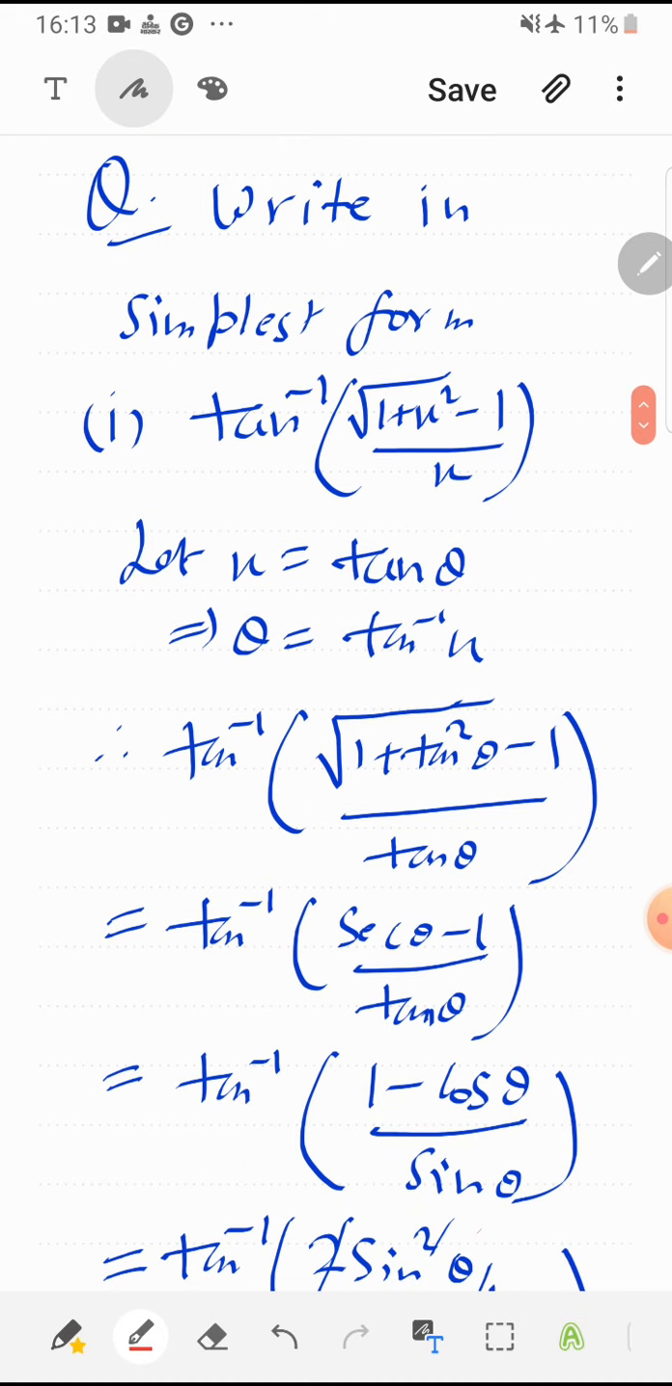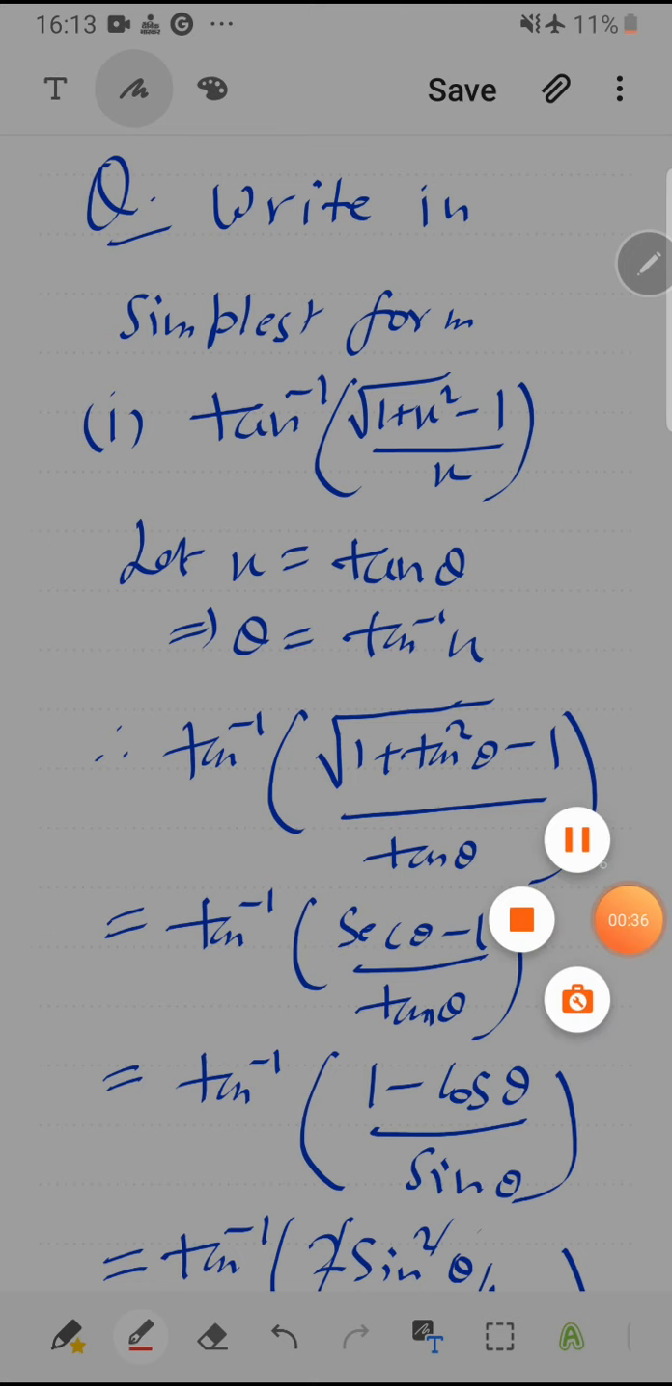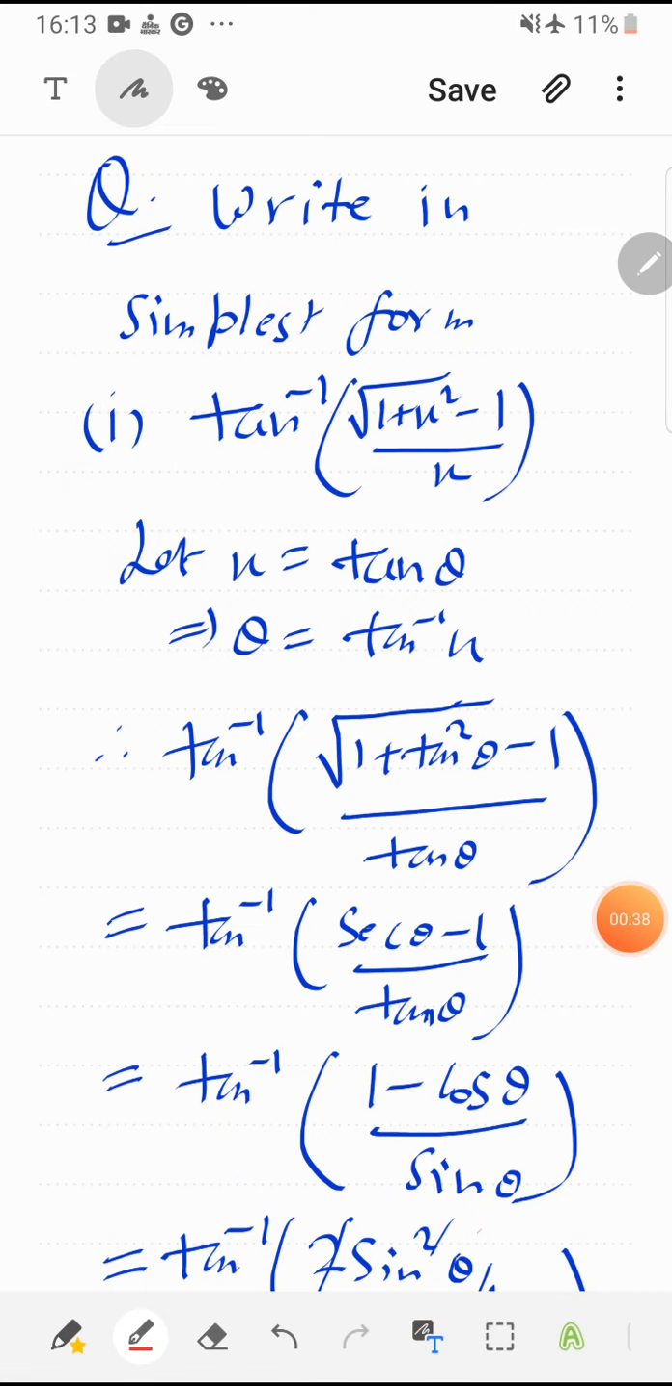The next type of questions are "write in simplest form". Now these are very famous and very important questions, not only from this chapter's point of view but also from other chapters like differentiation and integration. So the first question is tan inverse of (under root 1 plus x square minus 1) upon x. So we have to substitute some trigonometric ratio.